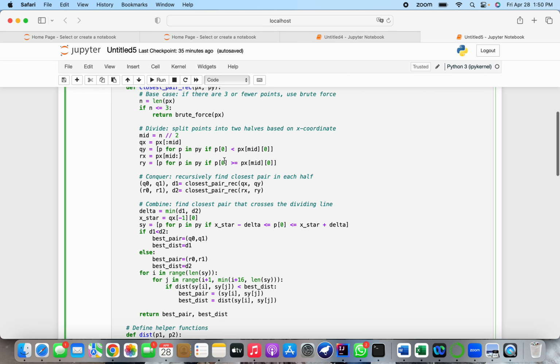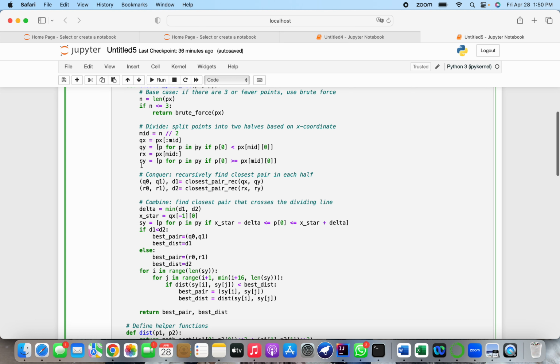And if not, then we divide the points into two halves using the x coordinate and the y coordinate. When we sort the points by x coordinate, from left to mid they all come under qx, and from mid to right it will be rx. Same with the points sorted by y coordinate: qy from left to mid, and ry from mid to right.